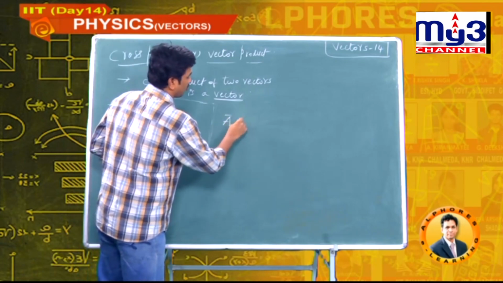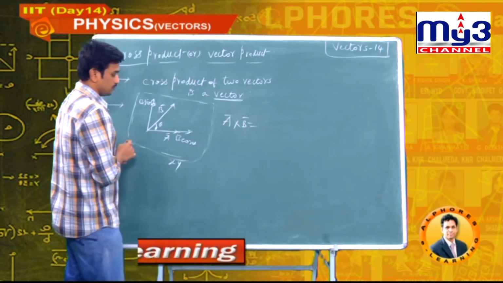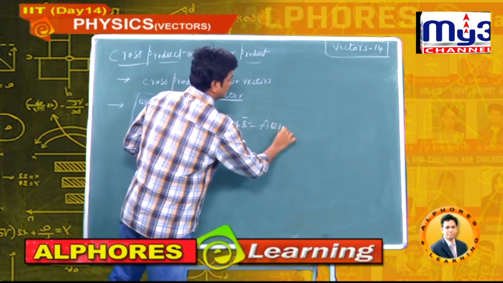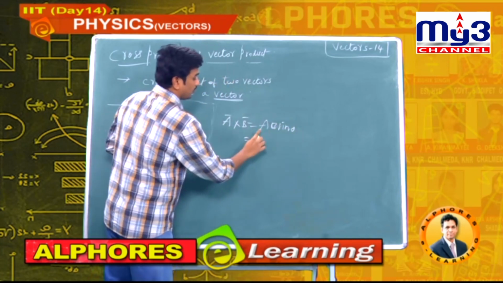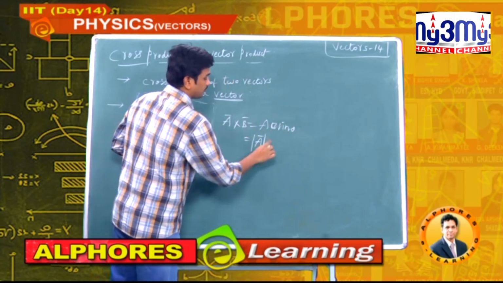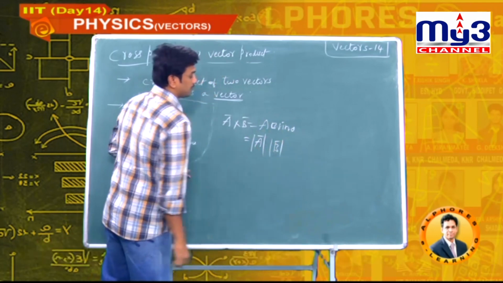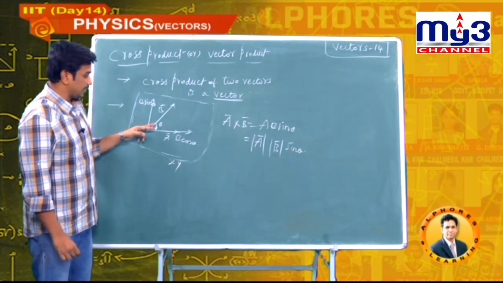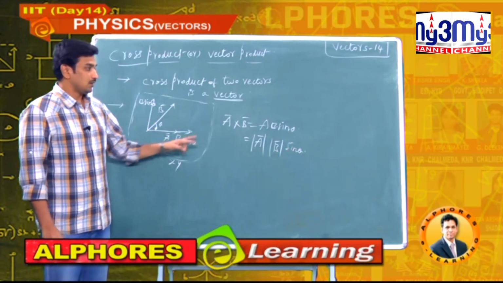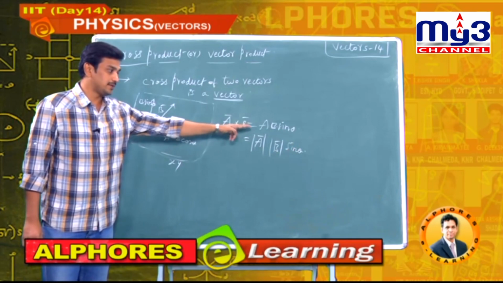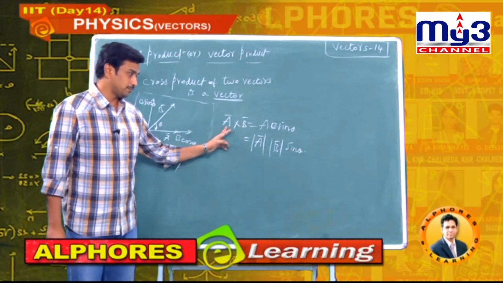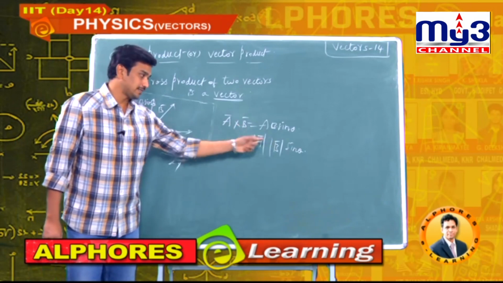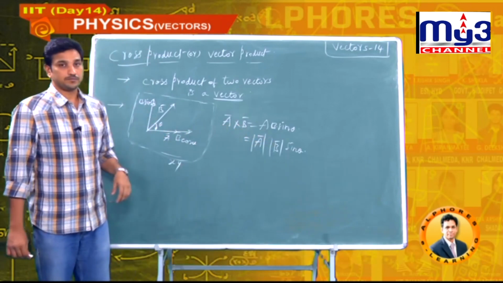Now A bar cross B bar is, multiplying these two, A B sin theta. What is A? Mod A bar. What is B? Mod B bar. Sin theta as it is. Theta is the angle between A bar and B bar. So A bar cross B bar is AB sin theta, that is nothing but mod A bar, mod B bar and sin theta, where theta is the angle between A bar and B bar.